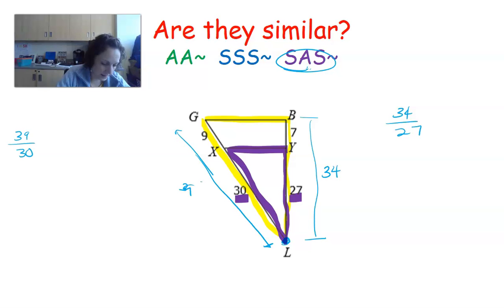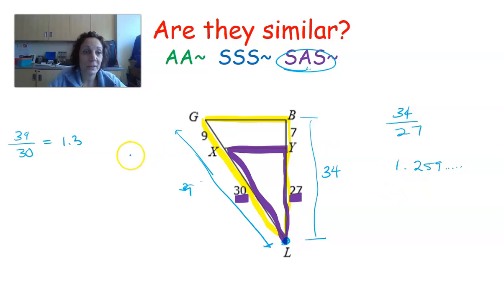39 divided by 30 is 1.3. Not even 1.3 repeating, just 1.3. Okay. And then 34 over 27 is disappointing. 1.259, blah, blah, blah. Close.